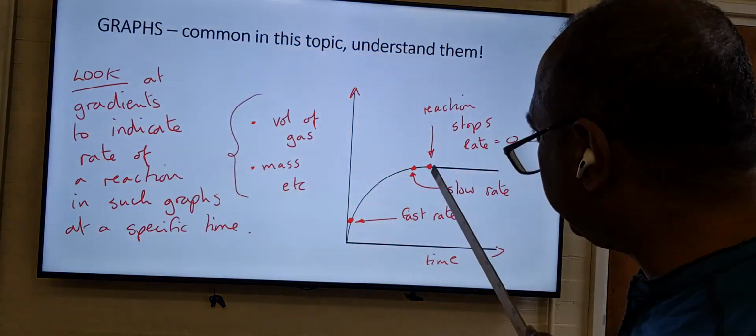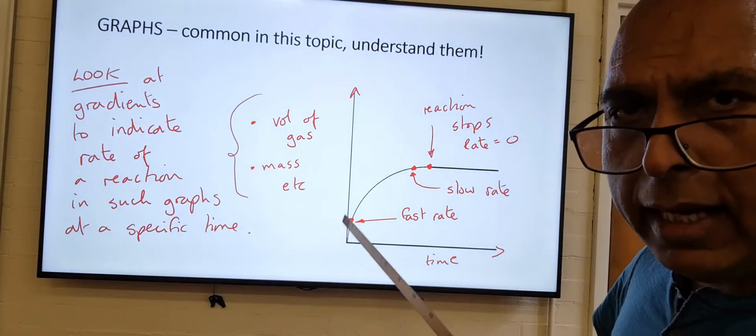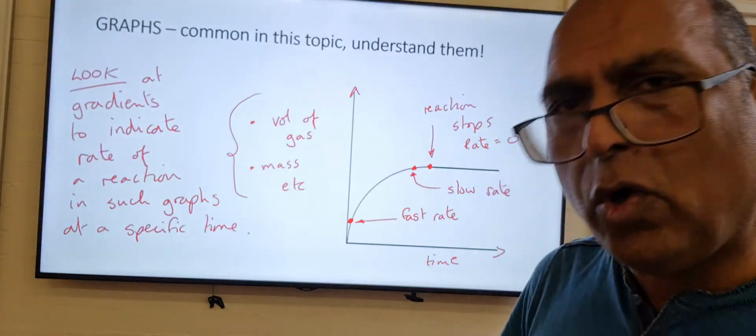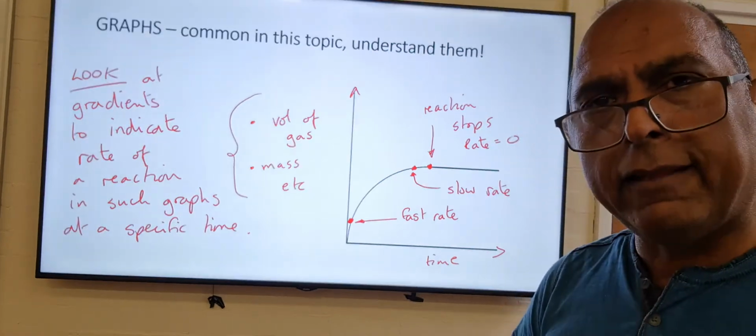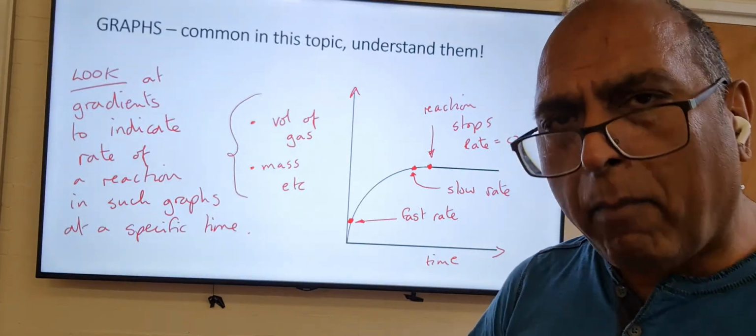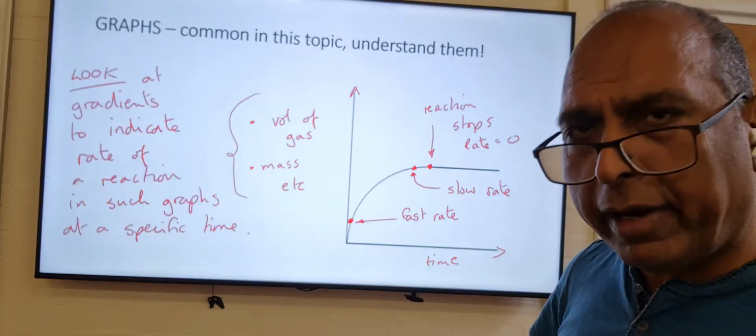So reaction stops there, slow rate there, fast rate there. So it starts off fast and slows down and stops. That's normal for a reaction. Normal reaction rate is fastest at the beginning, when you've got most reactants, and then it will slow down until the reaction stops.